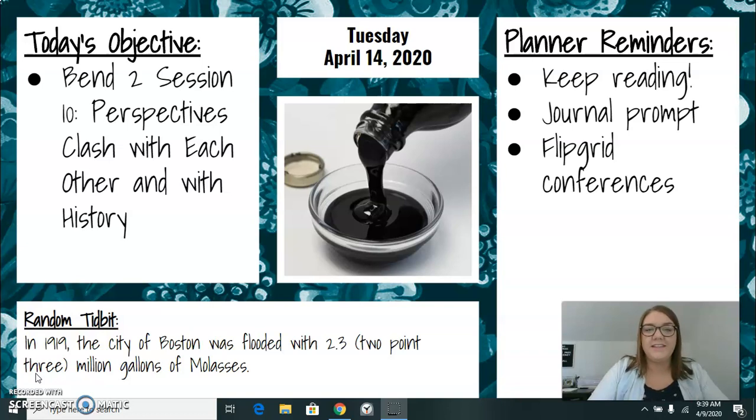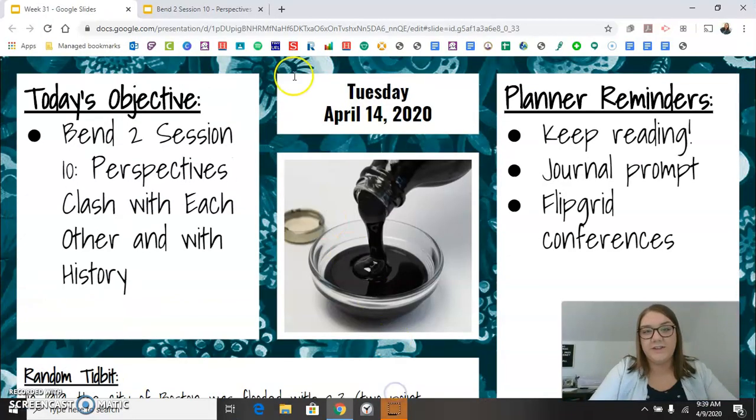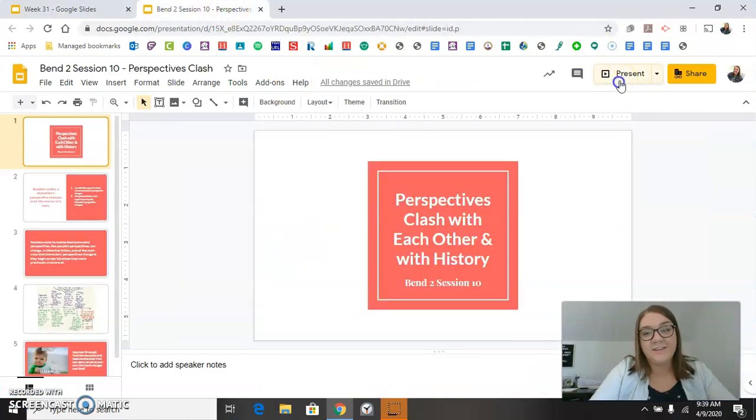Random tidbit, in 1919, the city of Boston was flooded with 2.3 million gallons of molasses. They got themselves into a bit of a sticky situation.